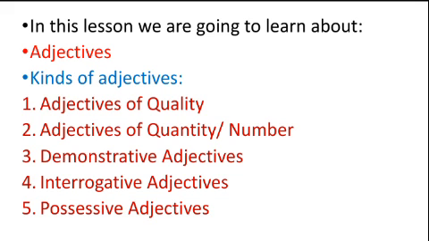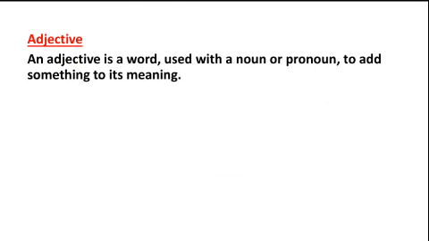So students, let us first start with what is an adjective. An adjective is a word used with a noun or pronoun to add something to its meaning. So what is an adjective? An adjective is a word used with a noun or pronoun to add something to its meaning.